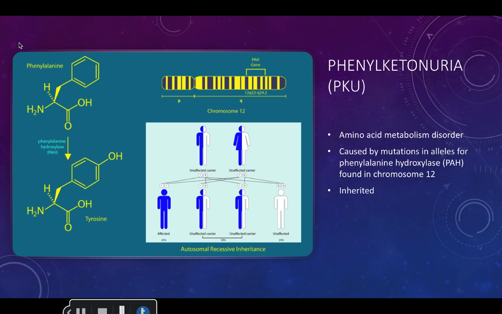This disorder is inherited and affects 1 in 10,000 to 15,000 babies. If both parents are carriers of the PKU gene, they will have a 25% chance with each pregnancy of having a child with PKU.